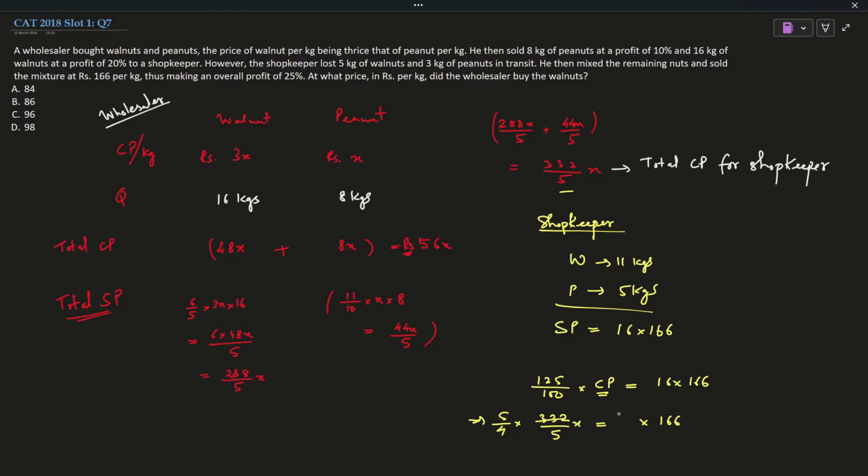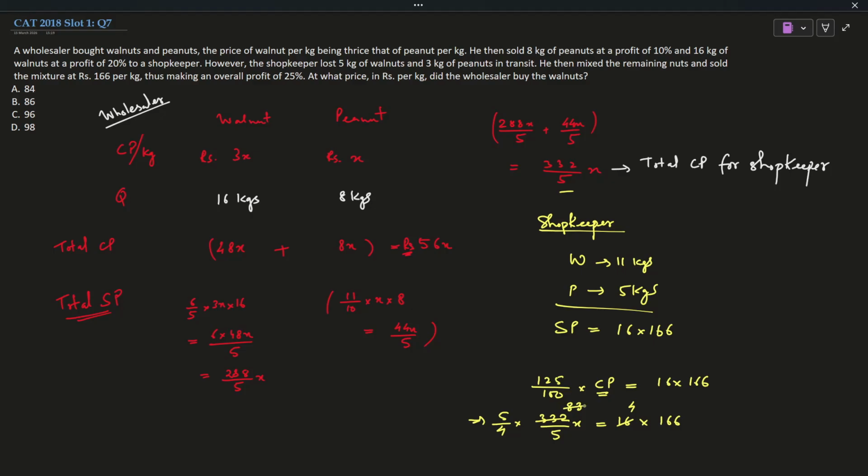Let's see if it is divisible by 4, right? 4 into 4. 4 into 8 is 32, and then 32, we'll get again 8, right? 4 into 8 is 32, 12, 12 will be 3, so it is 83. This is 83, guys.